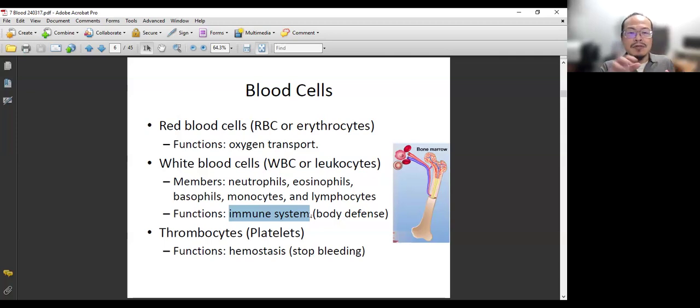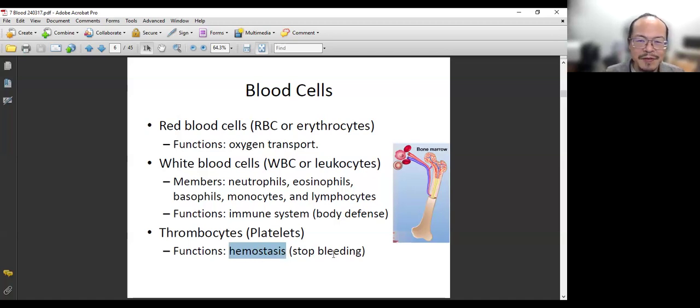We will focus on the immune system in our next lecture. White blood cells are the major cellular components in our immune system. And platelets, what's their function? It is to stop bleeding. There's another terminology here, called hemostasis. So hemostasis is stopping bleeding.